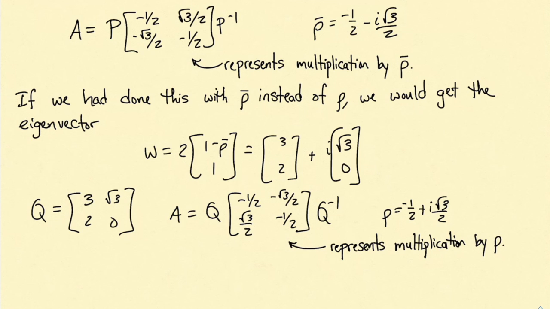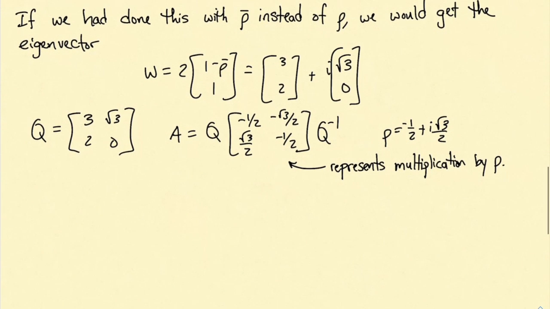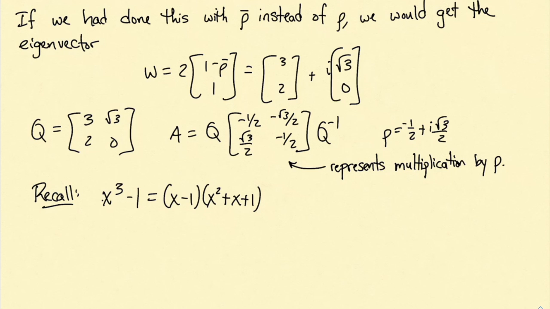One way to do this is to recall that we can factor x cubed minus 1 as x minus 1 times x squared plus x plus 1. This second polynomial, of course, looks a whole lot like the characteristic polynomial. The only difference between them is this one uses x's instead of lambdas. But the factorization remains the same. This polynomial factors as x minus rho times x minus rho bar.